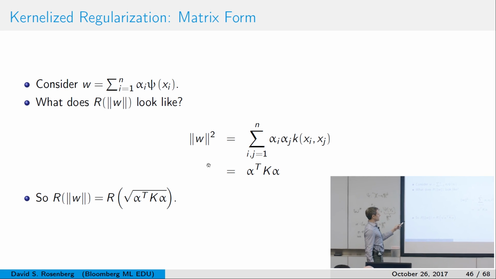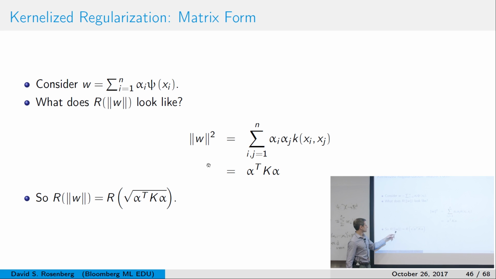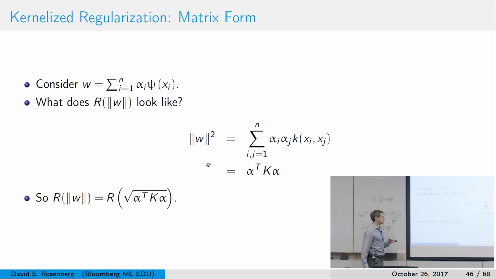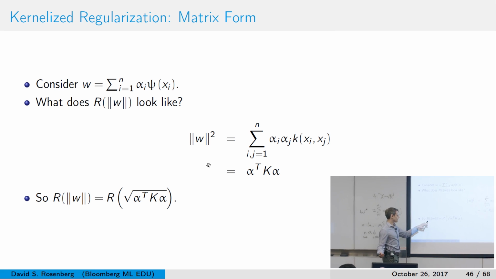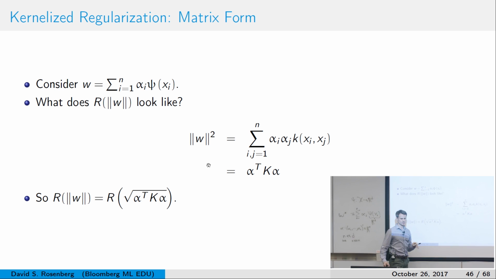So we get this very nice expression for the regularization of the norm of w in terms of the kernel matrix and alpha. Even if w is infinite dimensional, we don't have to touch it directly, because we can just do alpha transpose K alpha.